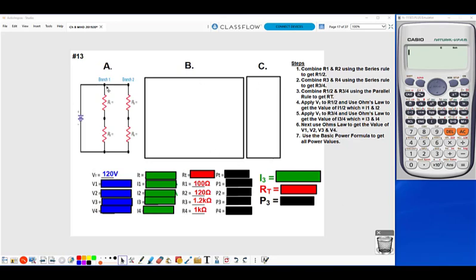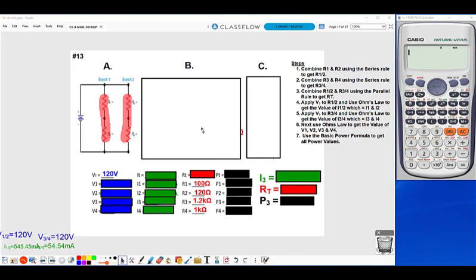Alright, so since this is a basic combination circuit and it is not a random unknown, our first goal is going to be to find RT. We're going to go about doing that. Well, if we look at these two resistors here, we'll see that R1 and R2 are in series with one another. So we're going to add those two together. And we see that R3 and R4 are in series with one another. So we're going to add R3 and R4 together.